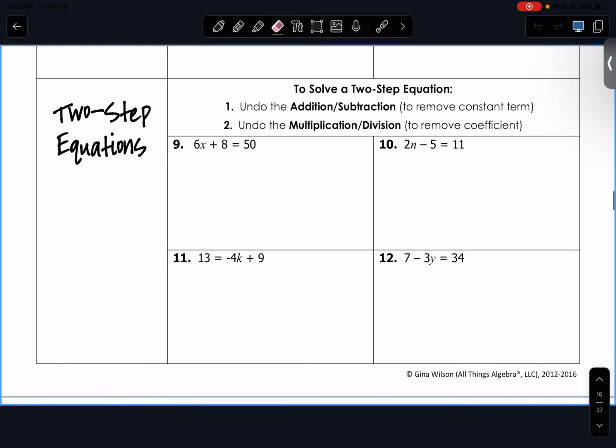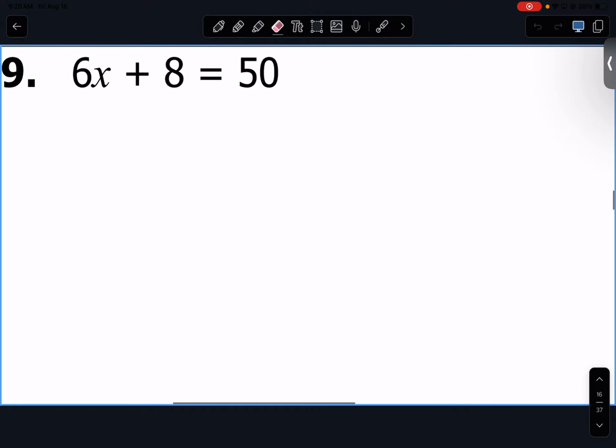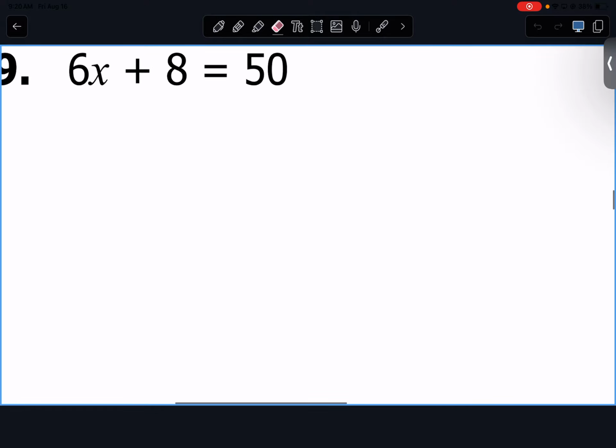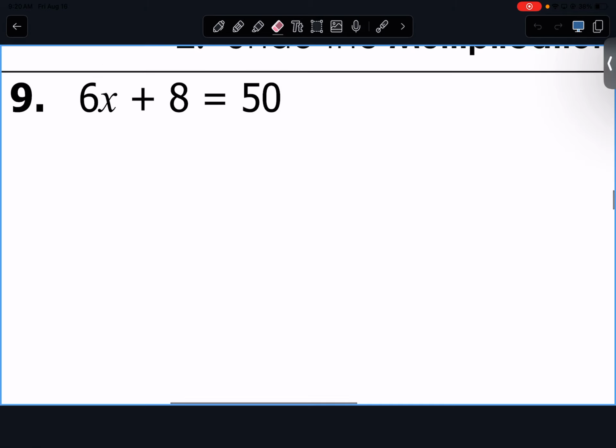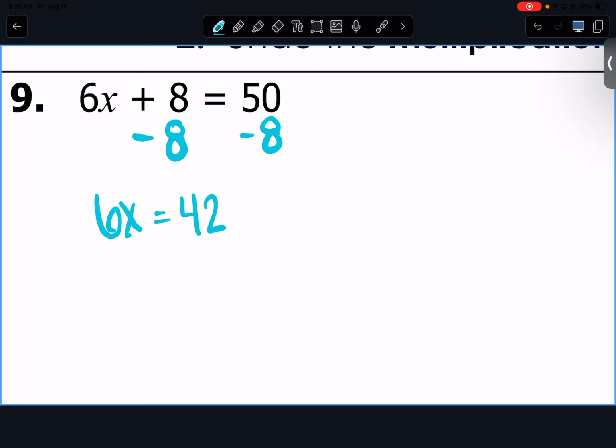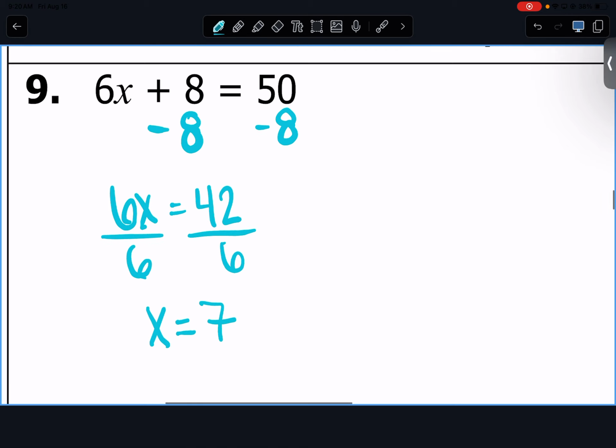When we are looking at ones that look like this, I have to get rid of any constant first. So what do I need to do to get rid of that constant, that plus 8? Minus 8. So let's do that on both sides. And then we get 6x equals what? Okay, then what? Divide both sides by 6. So x equals, there we go, that's our answer.